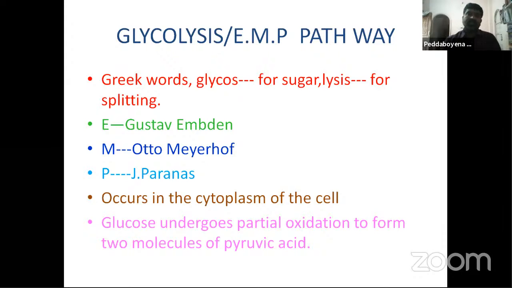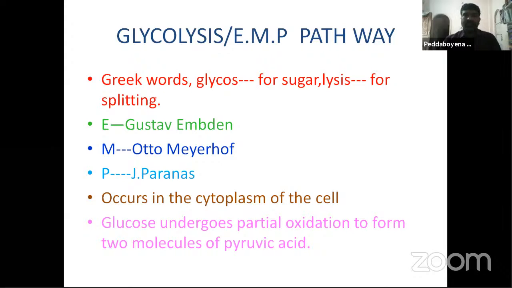What is that? The six carbons of one molecule of glucose undergo cleavage and form two molecules of pyruvic acid. Each pyruvic acid contains three carbons. This process is called glycolysis.